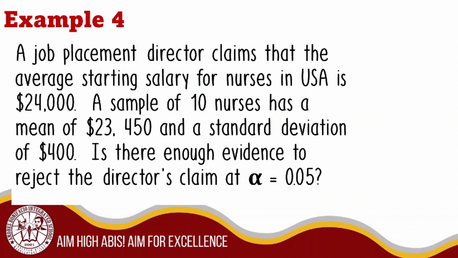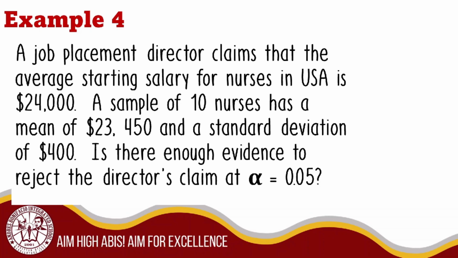So we have example number 4. So let me read the problem. A job placement director claims that the average starting salary for nurses in USA is $24,000. A sample of 10 nurses has a mean of $23,450 and a standard deviation of $400. Is there enough evidence to reject the director's claim at alpha equals 0.05?